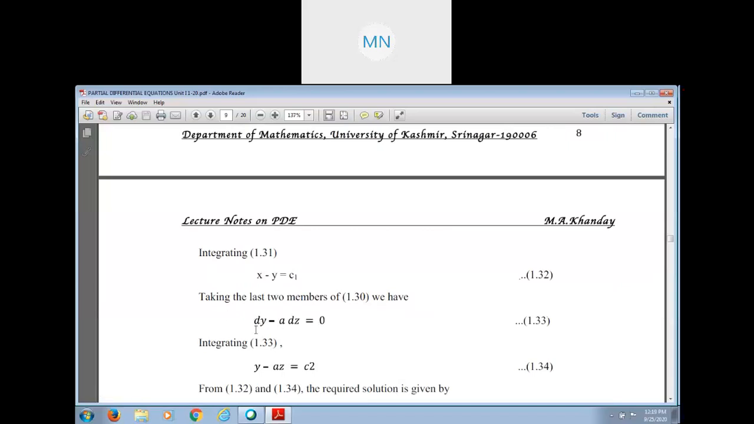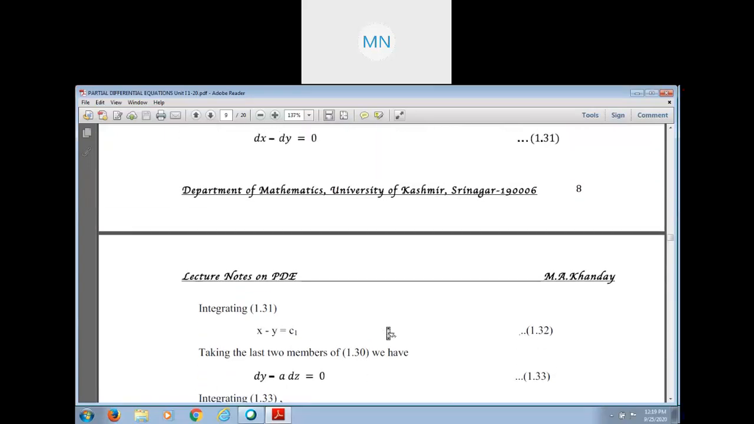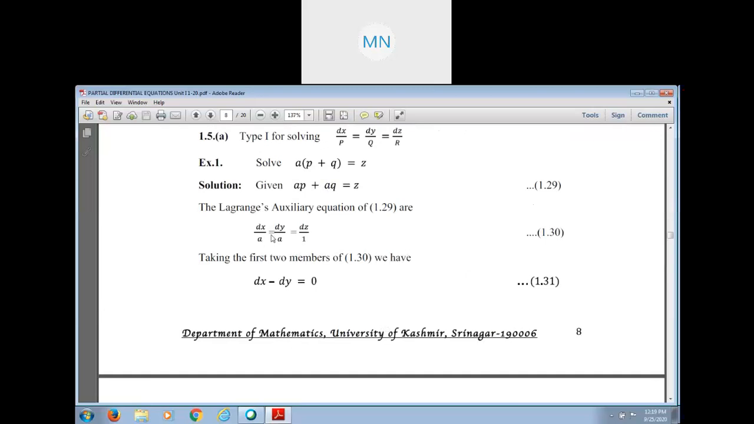If we integrate dy, then what do we get? Integration of dy will be y, and integration of a dz is what? It is az, because a is constant, so it will be a into z, and this one will be c2. Understand?